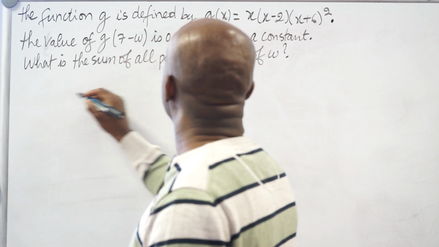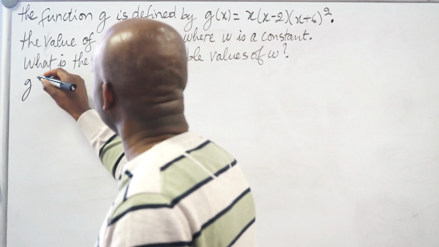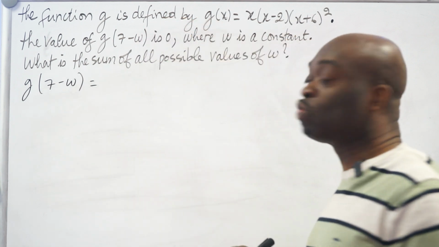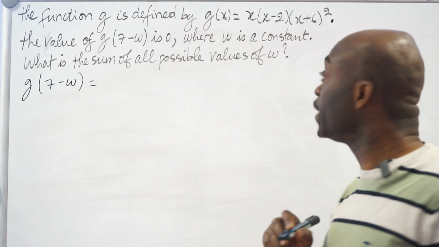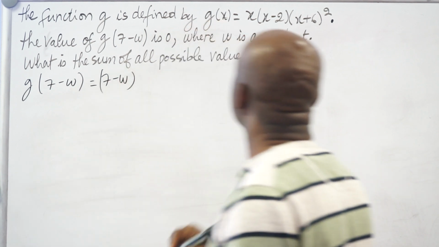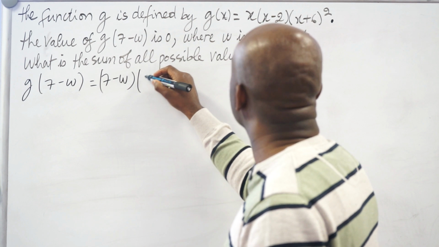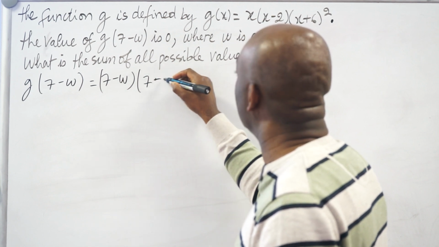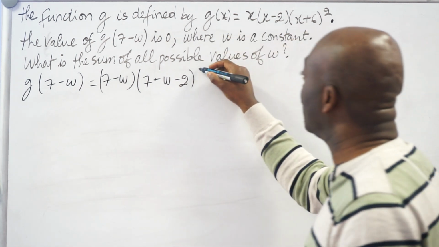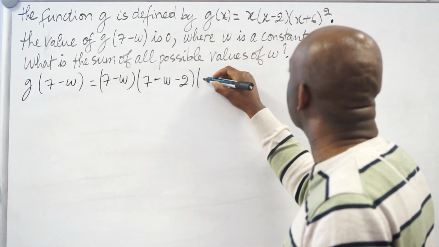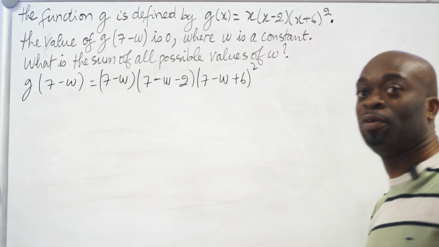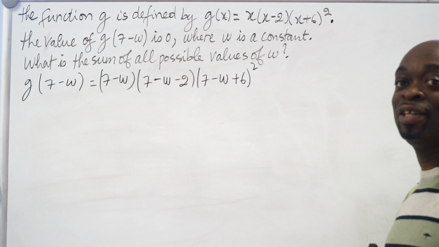So that means we have g of 7 minus w equals what? Whatever we see x, 7 minus w goes there. So we have 7 minus w, okay, times another 7 minus w minus 2. Are you with me? And then times 7 minus w again plus 6, to the second power. How interesting, correct? So now what can we do?